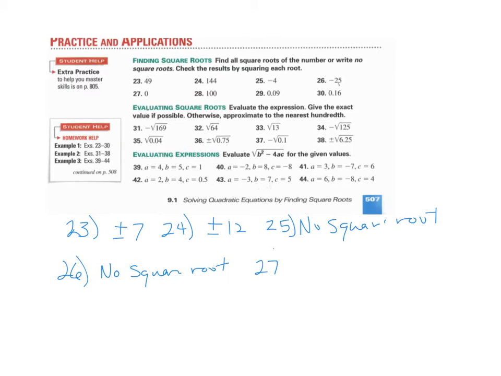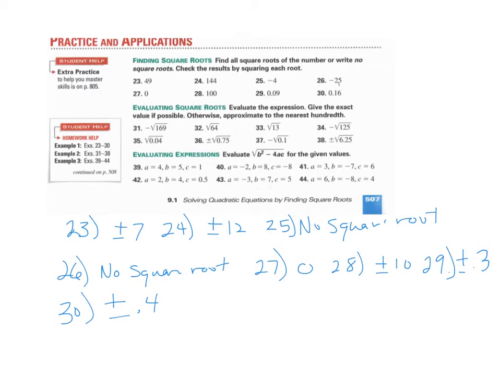27, the square root. What number can you multiply by itself to get 0? Well, that would be 0. 28 is going to be positive and negative 10. And 29 is going to be positive, negative 0.3. 30 is going to be positive, negative 0.4.